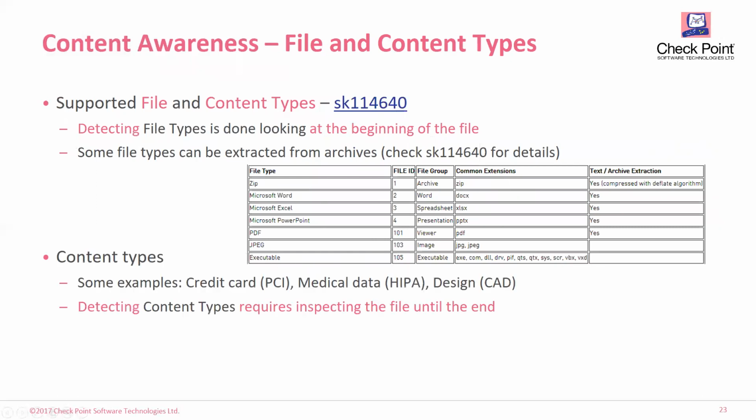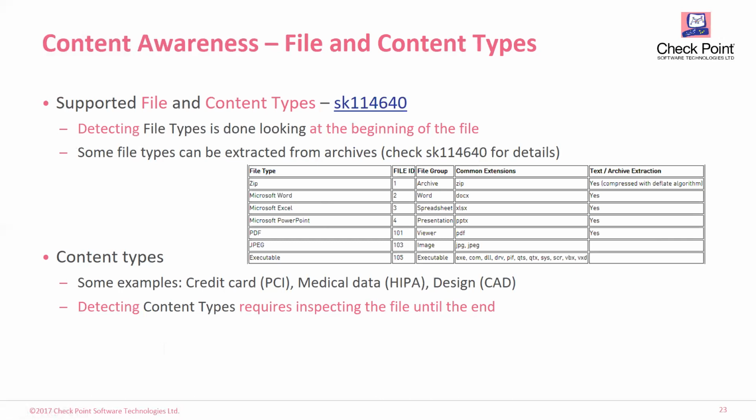And we're going to go over an example of how you can create your own custom ones too. But content types, again, some examples: PCI, HIPAA, CAD. Detecting content types requires inspecting the file until the end. So also, if you're doing it in your rules, there's a little bit of a performance hit on your gateway that I was talking about earlier. When we look at content type, we are looking at the file all the way to the end to determine which content type it is.